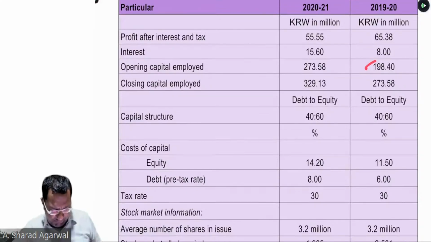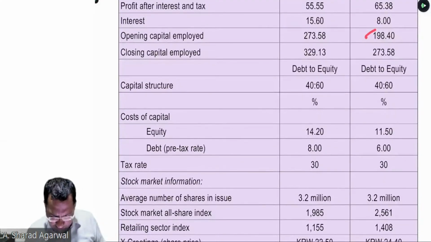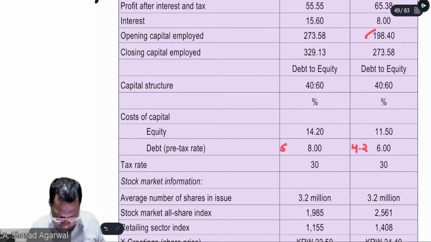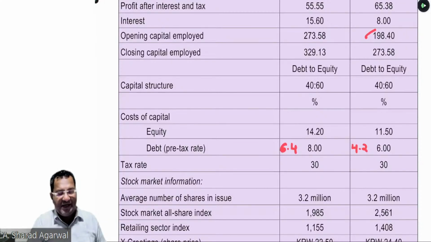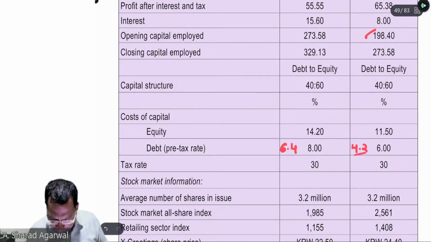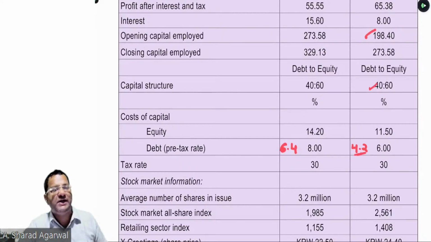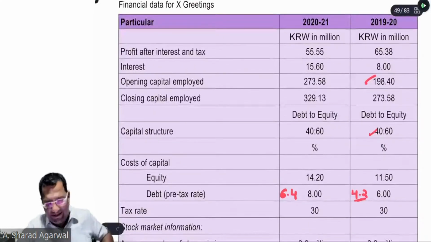Weighted average cost of capital we will calculate the same. It's before tax, so 4.2 will be the after tax, and 6.4 will be the after tax debt rate. Okay, so let's calculate the weighted average cost of capital. The ratio of debt and equity is 40:60. So 11.115 into 0.6 will be the ratio of equity, and 4.2 multiplied by 40% will be the ratio of debt. So we will get the weighted average cost of capital for the year 1920.